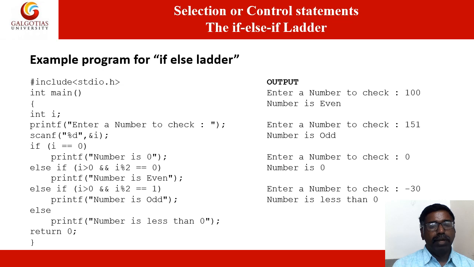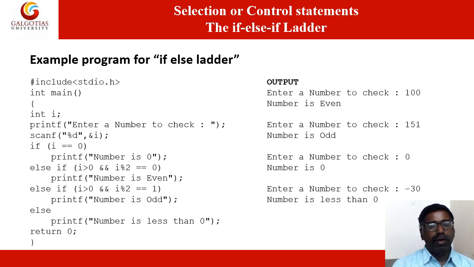All possible input and output is checked here. There are four types of input and output we can check according to our if else ladder. First, we give 100, so "the number is even" is printed. In the second run, I am giving the number 151, so "the number is odd" is printed.